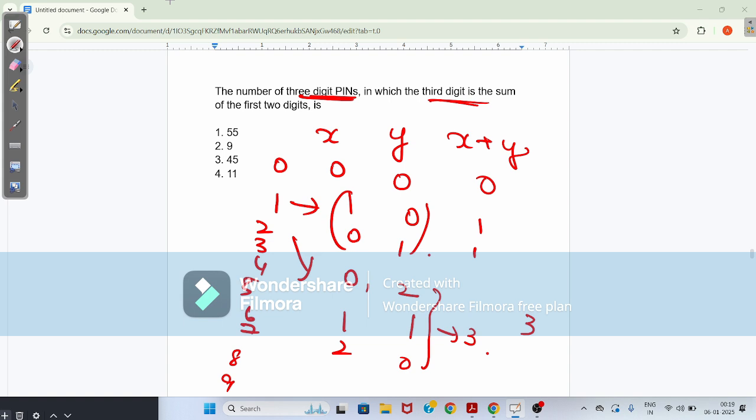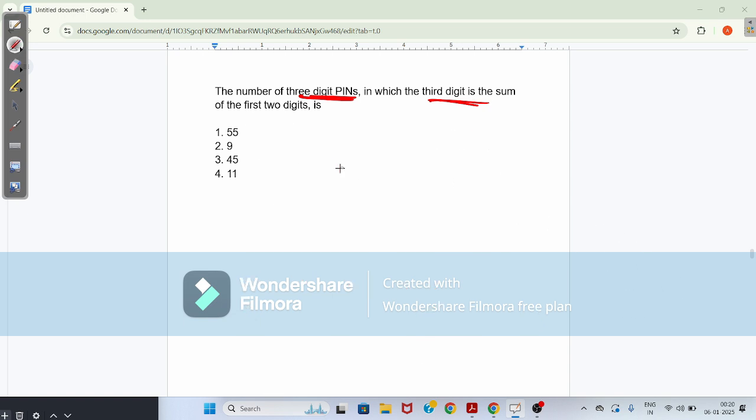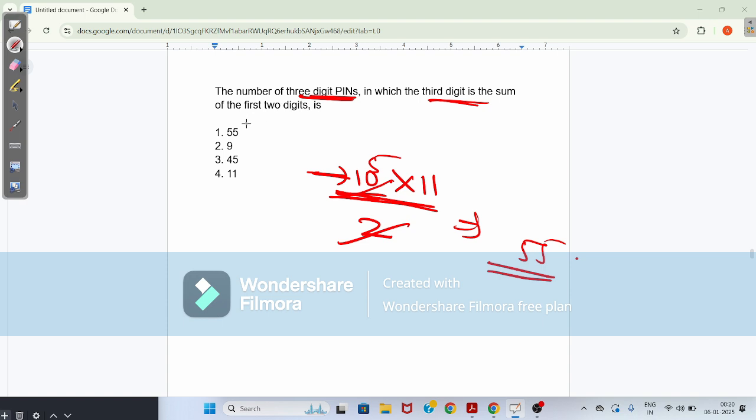Similarly, when you consider all the 9 numbers, you will get 10 possibilities. When you consider the 10th value also, you will get the 11th. When you consider all the 10 numbers, you get 11 possibilities, and 11 by 2 gives 55. These are the possibilities that will form here. So this is the correct option.